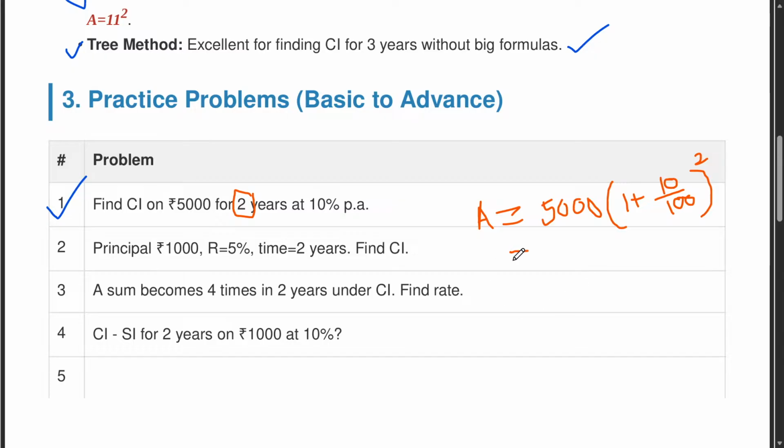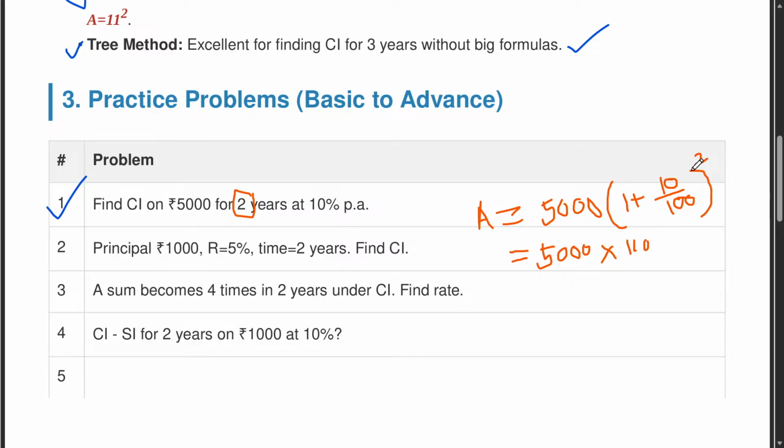So the amount is equivalent to 5,000 into... please students, note it down in your notebook so that you can see it later, because I'm going to erase all these things. I don't have a worksheet, so please note it down in your notebook. It will be beneficial.